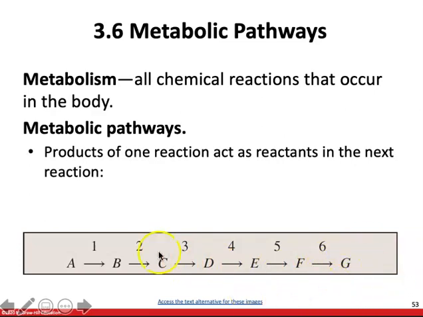In other words, the product of the first reaction is going to be the substrate for the second reaction, and so on. So, if we're converting A into B, A is the reactant or the substrate, and B is the product. When we're converting B into C, however, B is now the substrate and C is the product. If we're converting C into D, C is the substrate, D is the product, and so on all the way down the line. So here's a metabolic pathway.